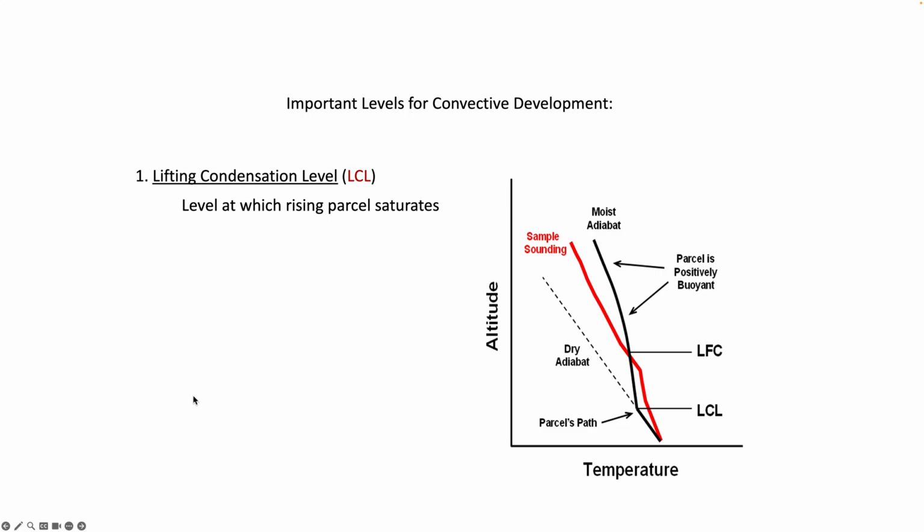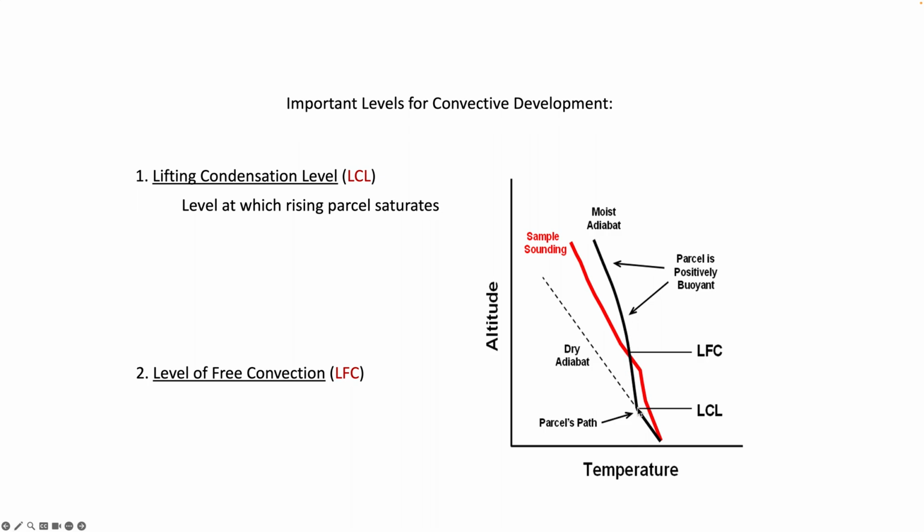Now, if the parcel continues to rise, it will eventually reach a level in the atmosphere called the level of free convection, or the LFC. The level of free convection is the level at which the parcel and the environmental temperature become the same, and above which the parcel will become warmer than the surrounding environment.